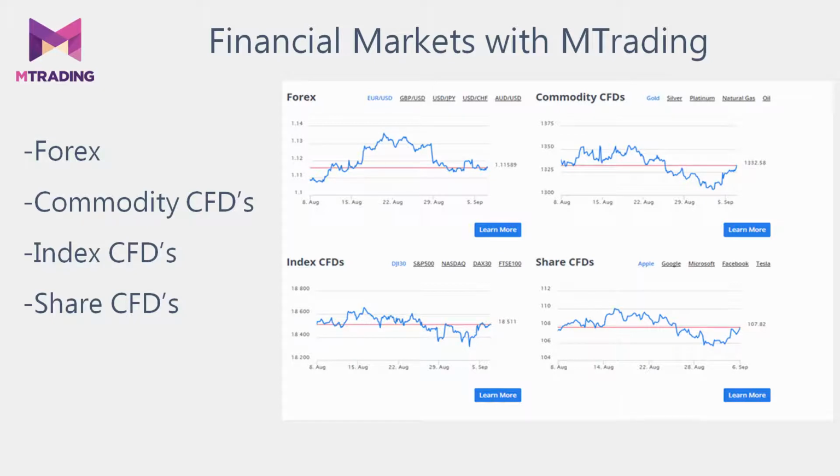As you can see, the commodities, indices, and shares that we have are all in the form of CFDs. CFD stands for Contract for Difference. This means that it is a contract between two parties, typically described as buyer and seller, stating that the seller will pay to the buyer the difference between the value of an asset and its value at the contract time.